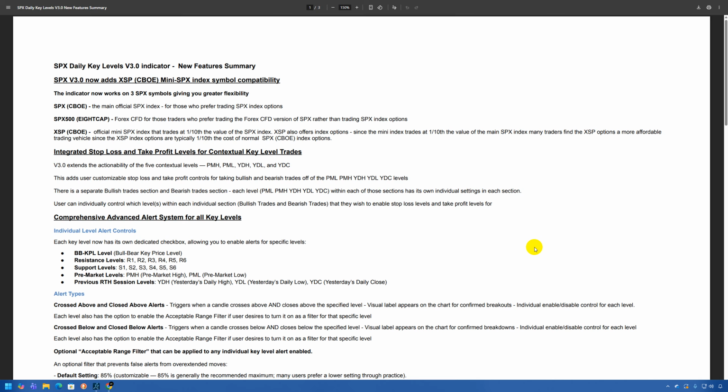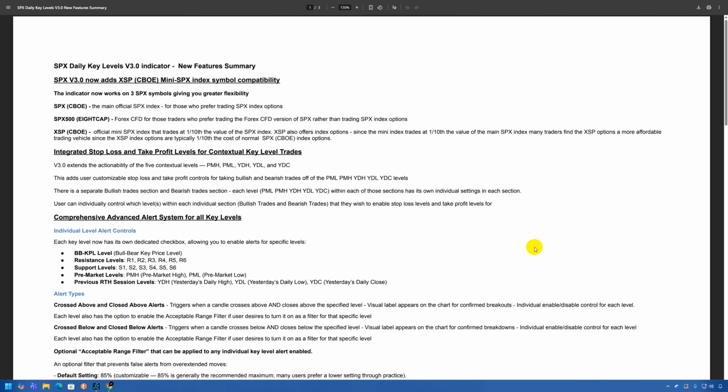In V3.0 we've also added integrated stop loss and take profit level sections for contextual key level trades. These contextual key levels are the PMH, pre-market high; the PML, pre-market low; the YDH, yesterday's daily RTH session high; YDL, yesterday's RTH session low; and YDC, yesterday's RTH session close. This adds user customizable stop loss and take profit controls for taking bullish and bearish trades off of the PML, PMH, YDH, YDL, and YDC levels.